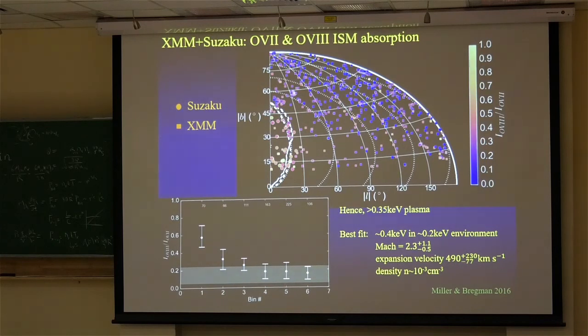And this is a different measurement based on the oxygen 7 and 8 lines by Miller and Bregman, that showed that the ratio of these lines is consistent with the temperature being hotter, again, by a factor of 2 inside the bubble. And they get the same 0.4 keV that we did. And they can also say something about the temperature outside. So it seems that the density and temperature are both boosted by a factor of 2 as you go inside the bubbles. This will be consistent only with the forward shock, and not with the reverse shock nor the contact discontinuity, where the rise in density would imply declining temperature.